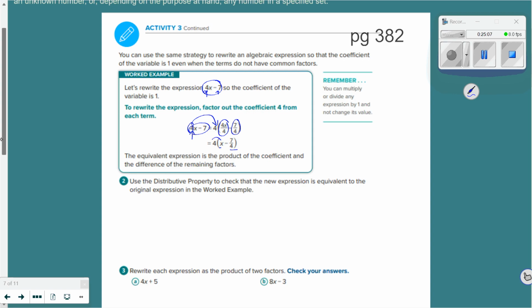Let's check this. What do I get when I actually distribute this now? What's 4 times x? 4x. What's 4 times 7 over 4? How do I do that? Same thing, I put the 4 over the denominator. 4 times 7 is 28, 1 times 4 is 4. 28 divided by 4 is 7. 7, back to what I started with. So did it work? Yes.